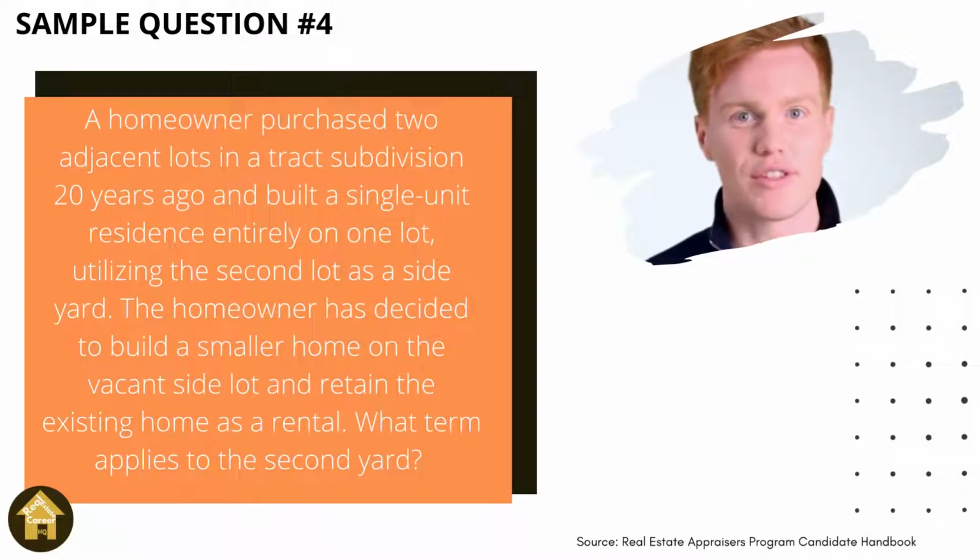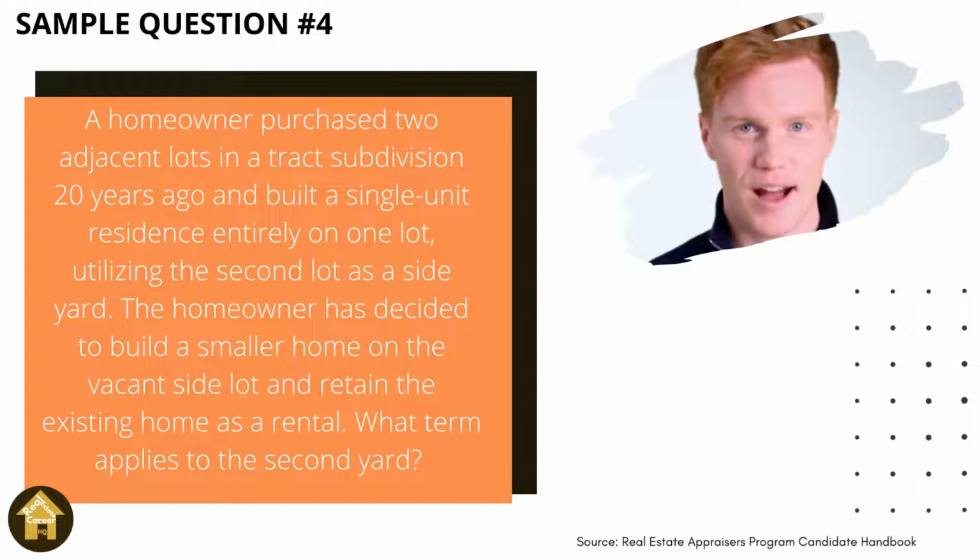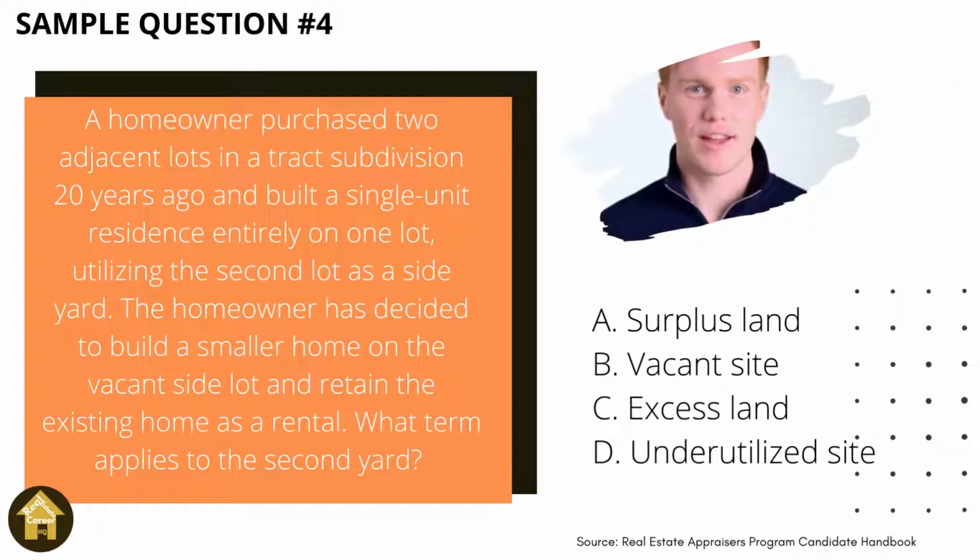A homeowner purchased 2 adjacent lots in a tract subdivision 20 years ago and built a single-unit residence entirely on one lot, utilizing the second lot as a side yard. The homeowner has decided to build a smaller home on the vacant side lot and retain the existing home as a rental. What term applies to the second yard? A. Surplus land. B. Vacant site. C. Excess land. D. Underutilized site.